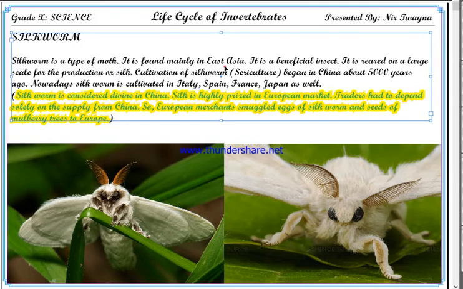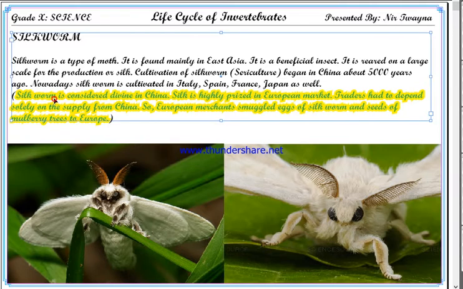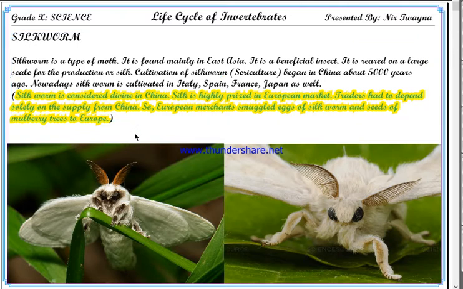It is found mainly in East Asia. It is beneficial insect. It is reared on a large scale for the production of silk. Cultivation of silkworm, also called sericulture, began in China about 5,000 years ago. In very past, people used to cover their body by using tree bark, leaves, animal skin, etc. After tanning was developed, they tanned animal skin into leather, and they started to make clothes of leather. But long after, especially in China, not in other parts of world, China was very advanced civilization even a long time ago.